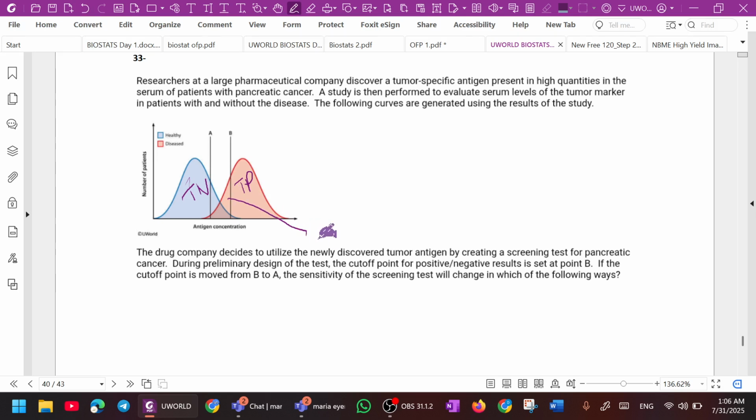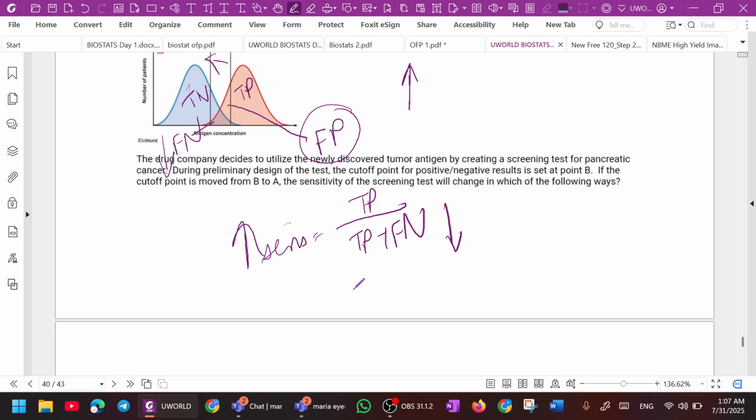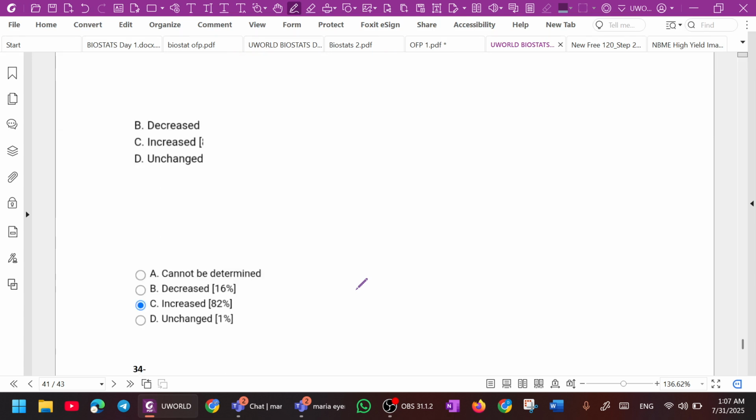So you are going from B to A. From B to A, we are smashing the false negative and increasing the false positive. So there is increased false positive and decreased false negative. And let's go to the sensitivity equation. Sensitivity is true positive divided by true positive plus false negative. So false negative goes down, so sensitivity goes up. So you want to say increased sensitivity? Yes. Okay, let me check my way. Let me do it because I don't know how to do it like yours.